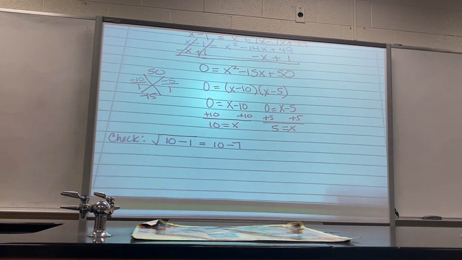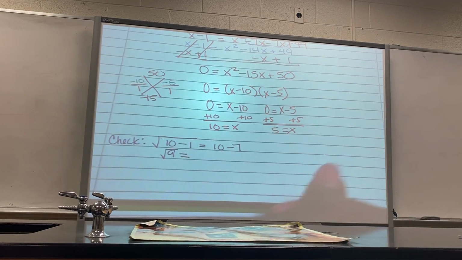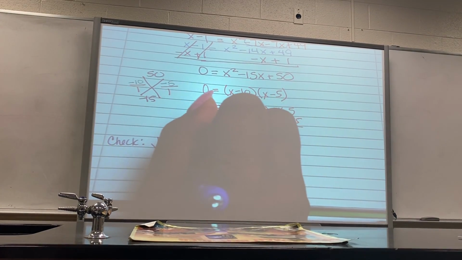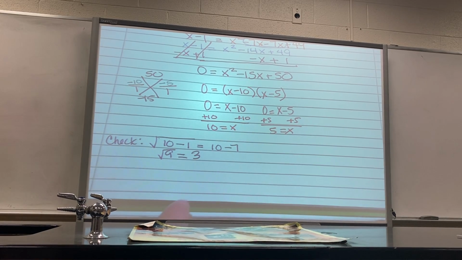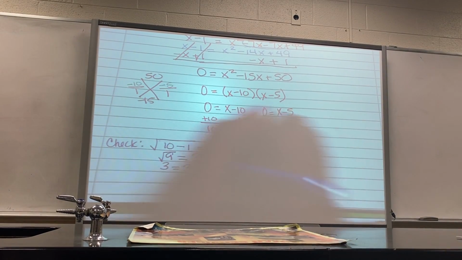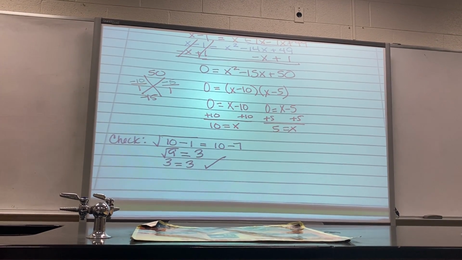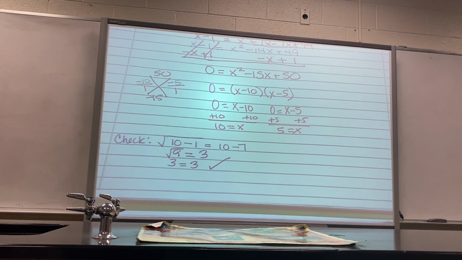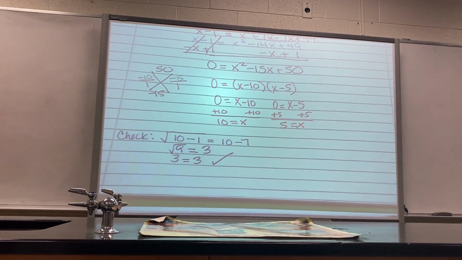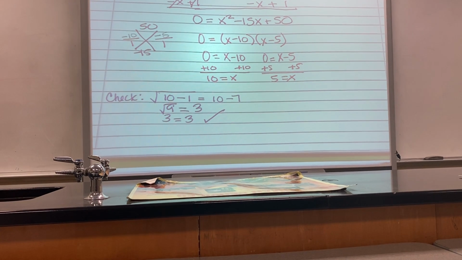Ten minus 1 gives me 9, so I have the square root of 9 is equal to 10 minus 7, which gives me 3. The square root of 9 is 3. Since 3 equals 3, that one works. So far, I know x equals 10 is a solution. Questions on the check?